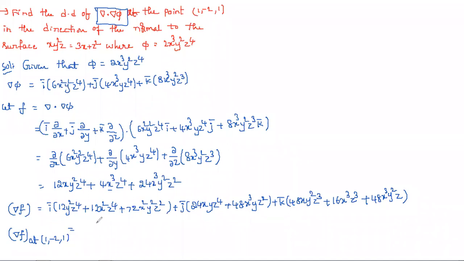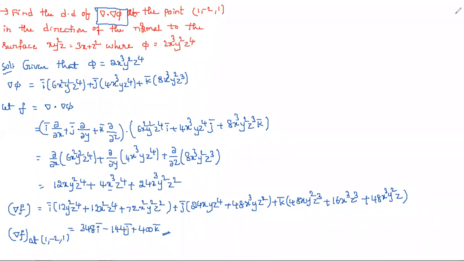Okay. Now if you simplify this one, we'll get 348i after substituting all the points, in place of x as 1, y as minus 2, and z as 1. If you substitute that, we'll get 348i minus 144j plus 400k. Throughout this one, you need to substitute x as 1, y as minus 2, and z as 1. Then you get this vector. And now the first part is completed.